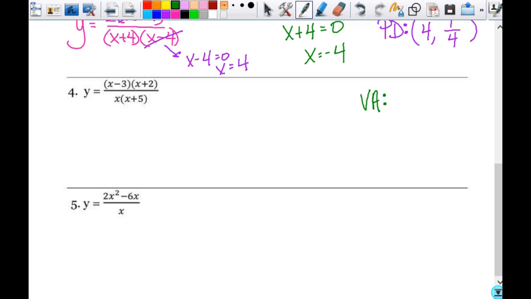So do I have any point discontinuity here? No, it was already factored for me, so that's nice. How many vertical asymptotes do you have? 2, because you've got this one, which would be x equals 0, and you've got this one, which would give you x plus 5 equals 0, which is x equals negative 5. So I have x equals 0 and x equals negative 5. Any questions about that?